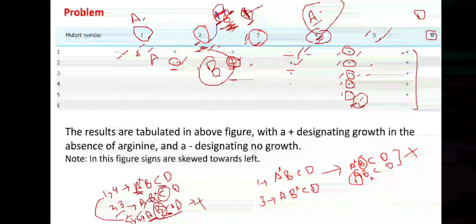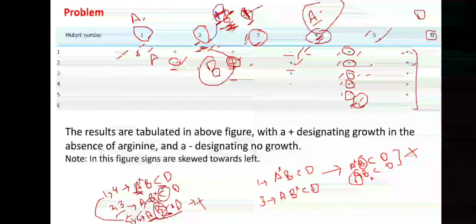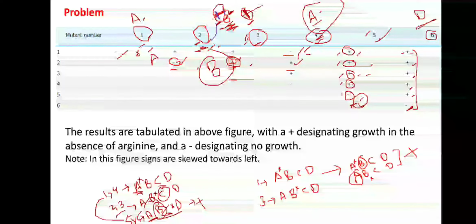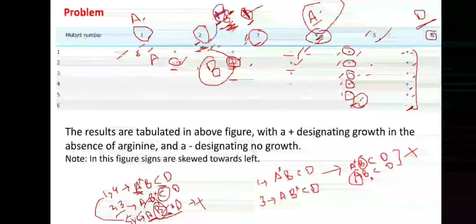Rest, when you mate 1 and 6, it will be complemented. 2 and 6 complemented, 3 and 6 complemented, 4 and 6 complemented, 5 and 6 complemented, but 6 is not complemented. So this means there is one more gene also there, which can be D. So similarly, you have to solve all these things.